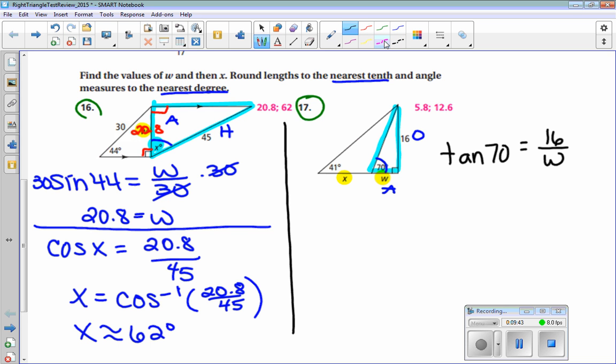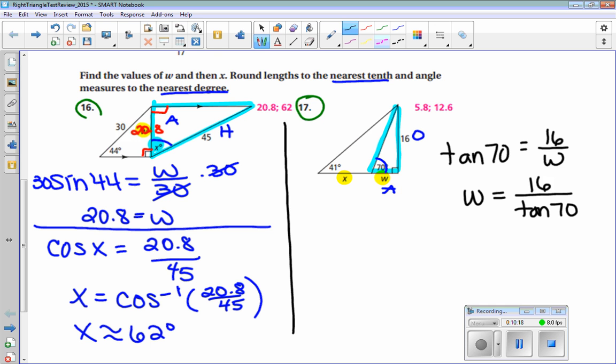Now at this point, how do I solve for W? Deshay, this one's harder, because where's W now? How is it different than the one we did with the sine 44 on the other side, on 16? Where's the W here? It's at the bottom, which means that to solve for W, it's kind of a two-step process. I need to first multiply both sides by W and then divide by the tangent of 70. Or you can just go ahead and know that it becomes this.